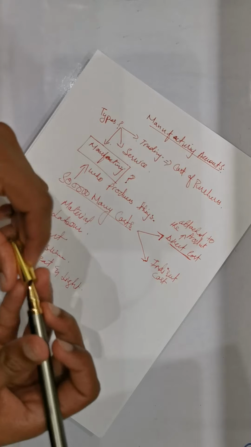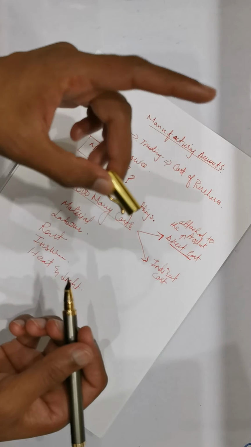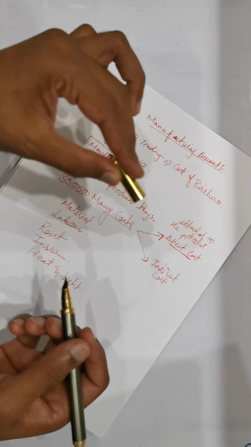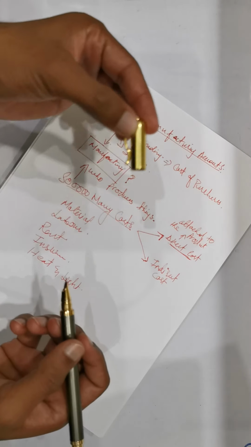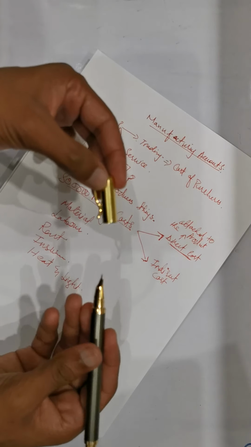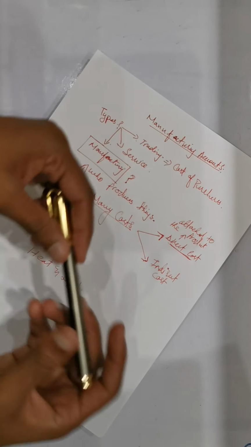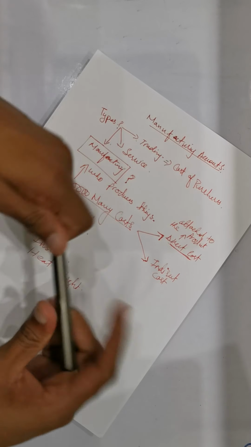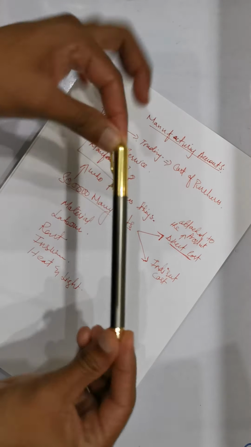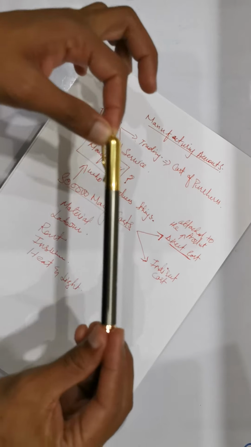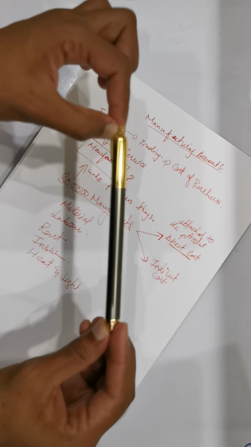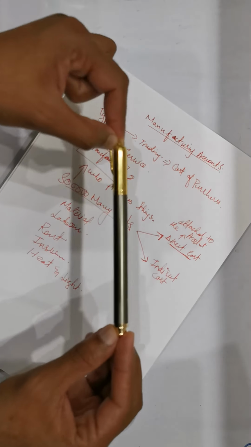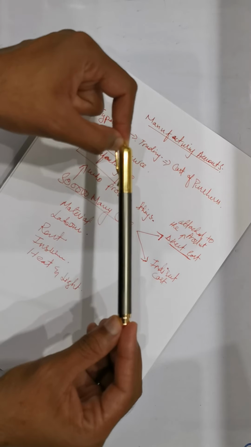Directly attached to the product means, for example, the cost of the cap of this pen. This cost is directly attached to the manufacturing of this pen. We can talk about the labor who is combining all these things into this masterpiece. The wage paid to that labor will be considered as direct cost.